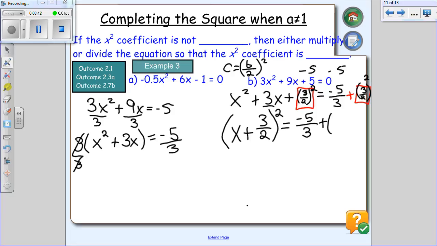Is it a plus or minus? It's a plus. First bracket, it's a plus, yeah. Negative 5 over 3. No, not until you square root. Yeah, that's when you square root things. So when we square root it, it'll become a plus or minus.